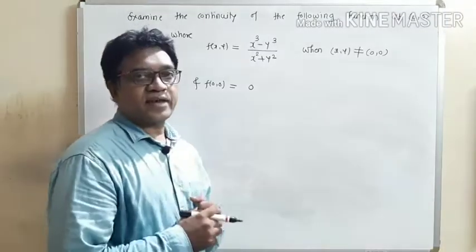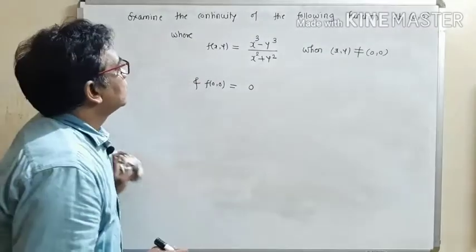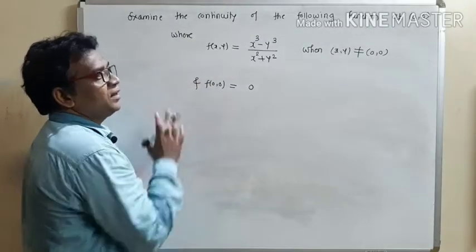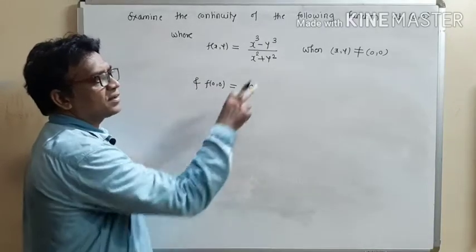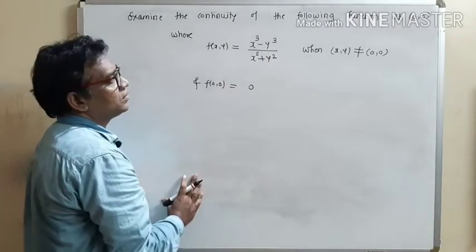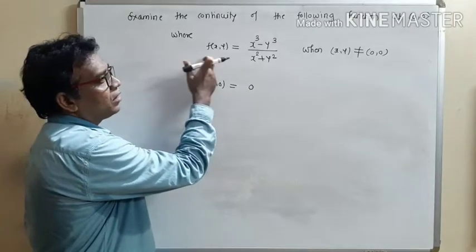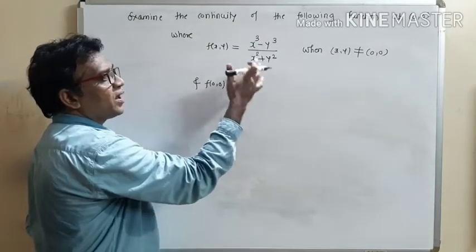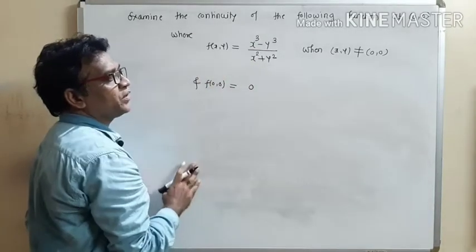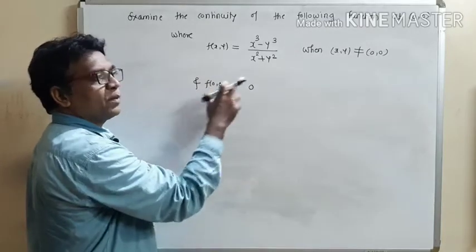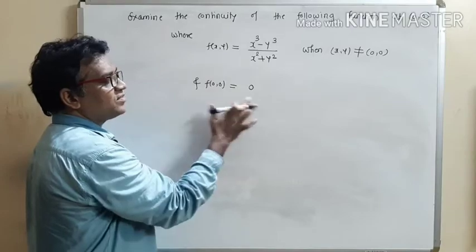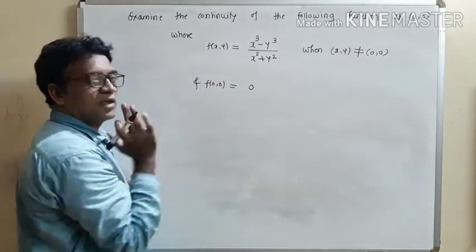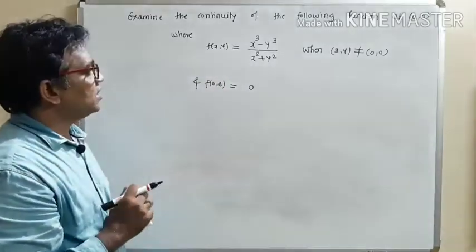Now let us take the second example. Examine the continuity of the following function at the same point 0, 0, where we are given the function fxy as x cube minus y cube divided by x square plus y square, and this is the given value of the function. F at 0, 0 equals 0, it is given. What is given in the example?